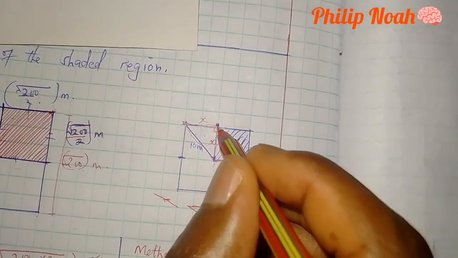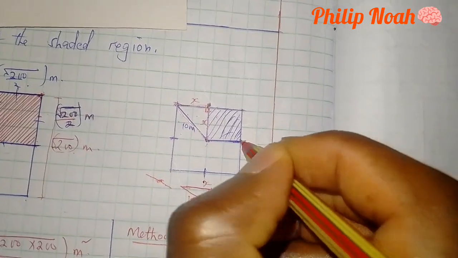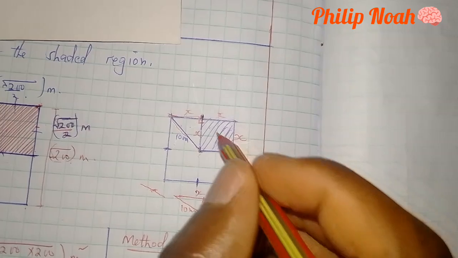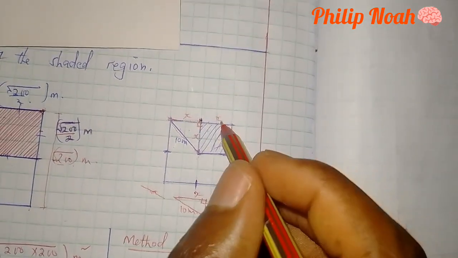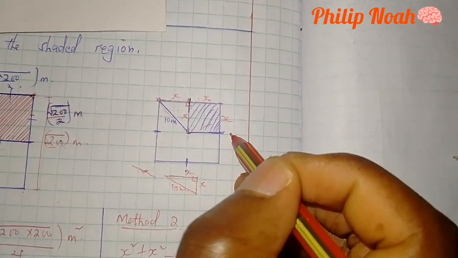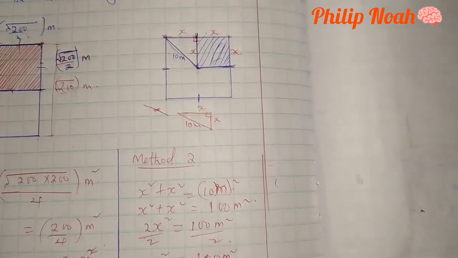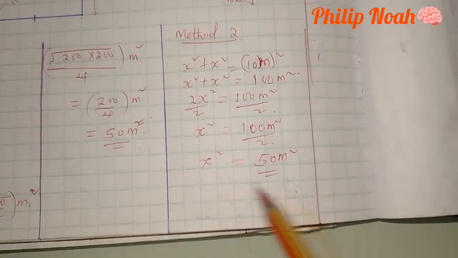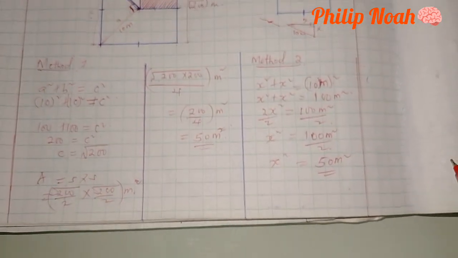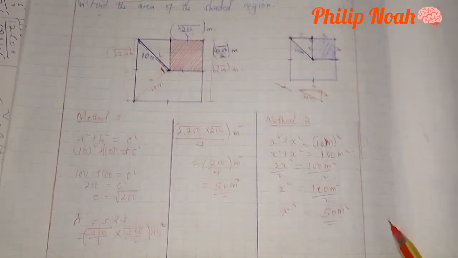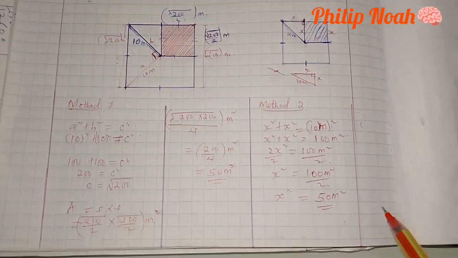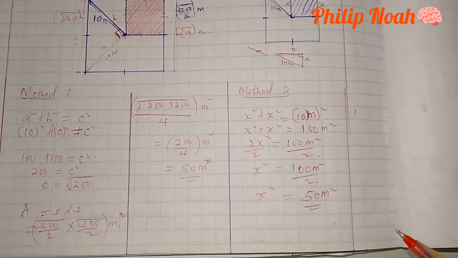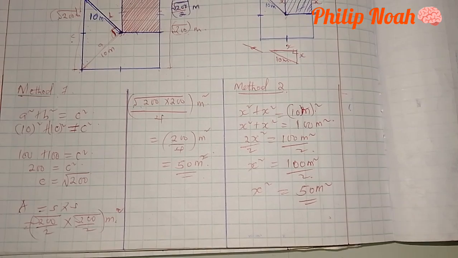Remember, from this point to this point is the same as from this point to this point, since here is also x. And the area of this shaded region is given by side times side, x times x, which is x squared. So we want x squared, and our x squared is 50 meters squared. You can see that the two answers are the same. You can take either method that you understand most and use it.